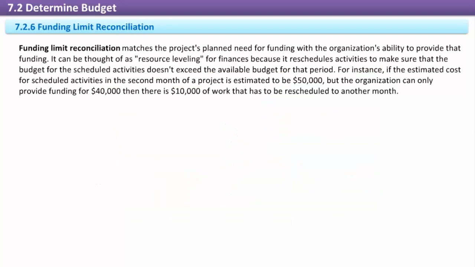Funding limit reconciliation. Funding limit reconciliation matches the project's planned need for funding with the organization's ability to provide that funding. It can be thought of as resource leveling for finances because it reschedules activities to make sure that the budget for the scheduled activities does not exceed the available budget for the period. For instance, if the estimated cost for scheduled activities in the second month of a project is $50,000, but the organization can only provide funding for $40,000, then there is $10,000 of work that has to be rescheduled to another month.